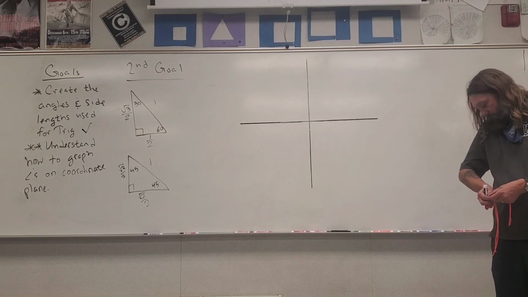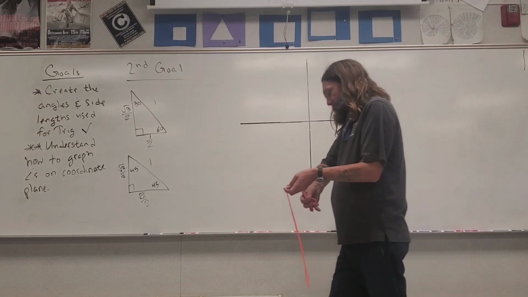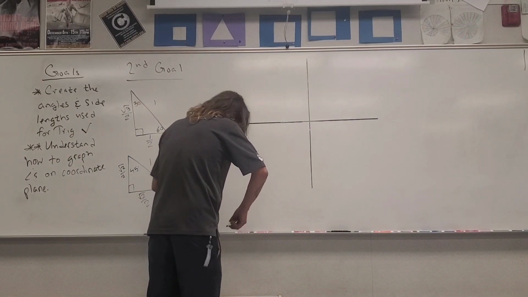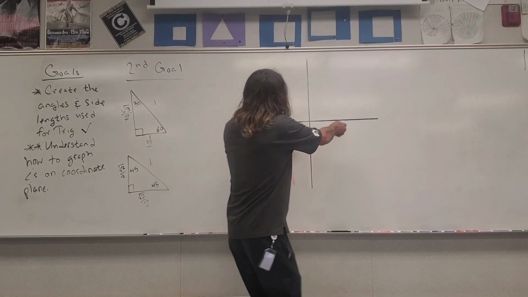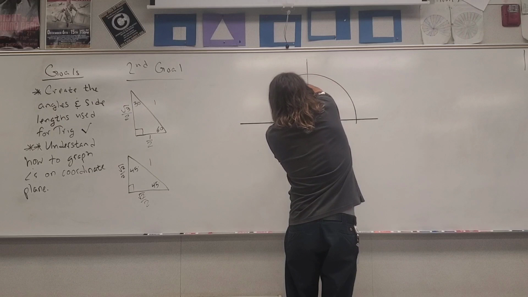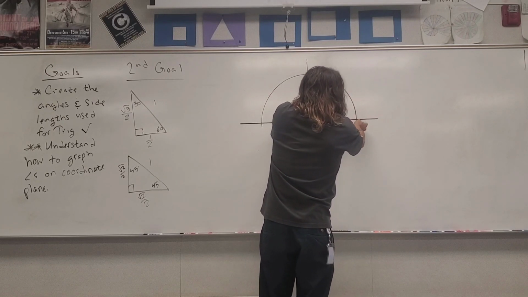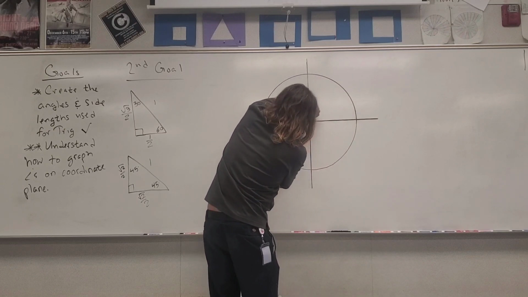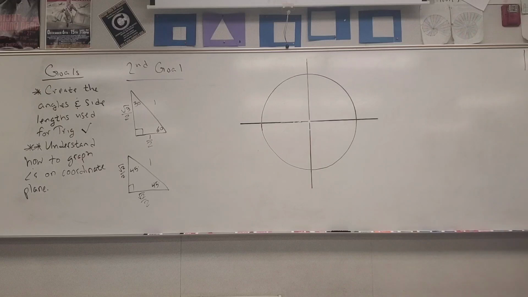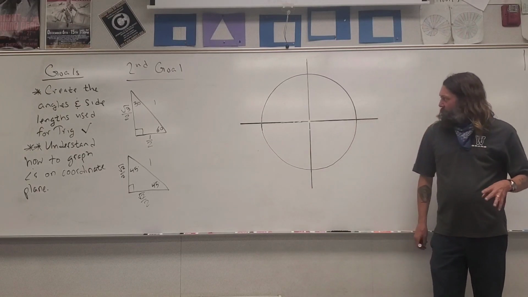I need to make this a little shorter here, so that I can actually keep it on the whiteboard here. So I'm going to draw a circle, and again this circle is going to have a radius of 1, and that way we can start to see how the angles from these triangles get transferred onto the unit circle.